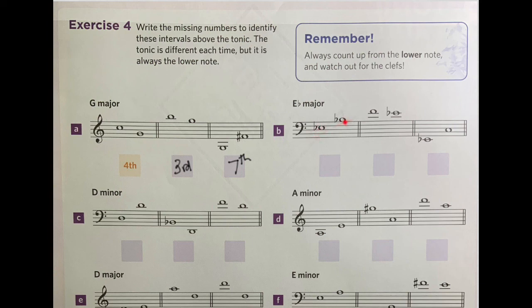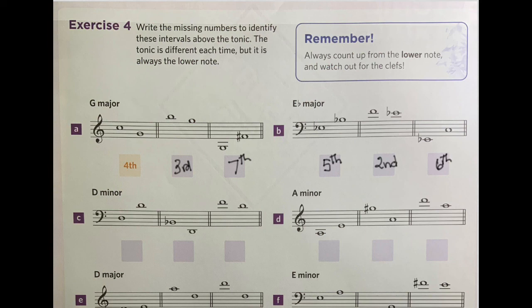E flat to B flat is, as it's in bass clef, but if it wasn't bass clef, it would be C flat to G flat, and you'd get the same interval. 1, 2, 3, 4, 5. It's a 5th. 1, 2 is a 2nd. 1, 2, 3, 4, 5, 6. It's a 6th.